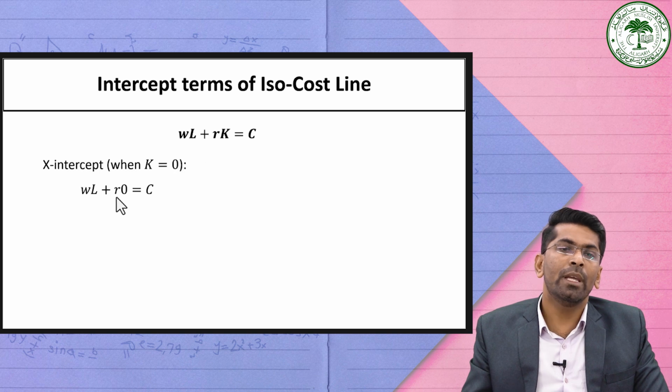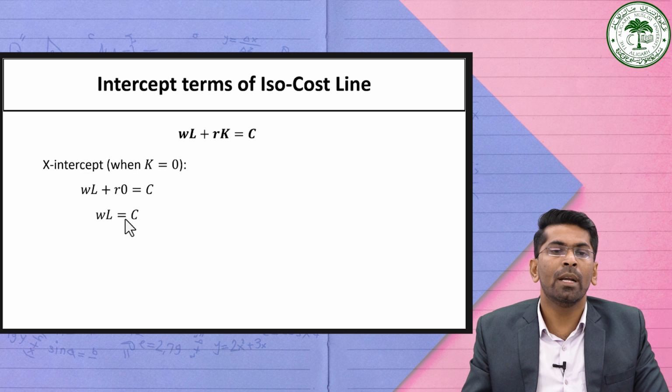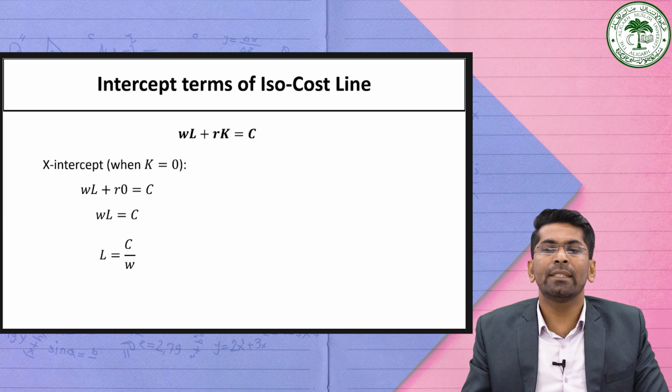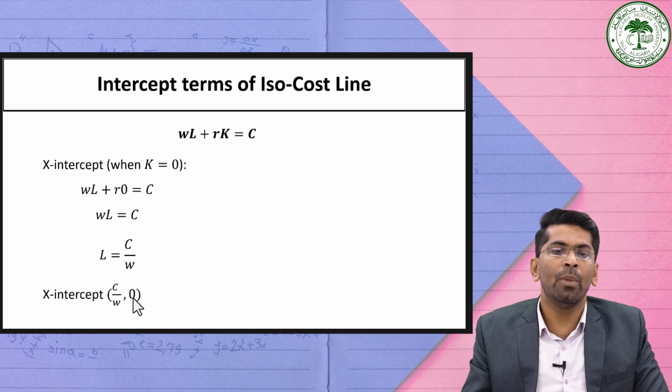Putting K equal to 0, it becomes WL plus R into 0, which is equal to C. This term becomes 0, so WL is equal to C. Solving for L, we get C upon W. So this is the x-intercept term: C upon W when y is equal to 0.